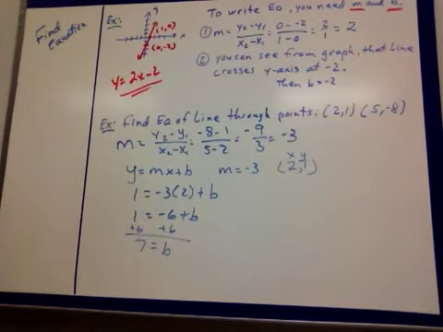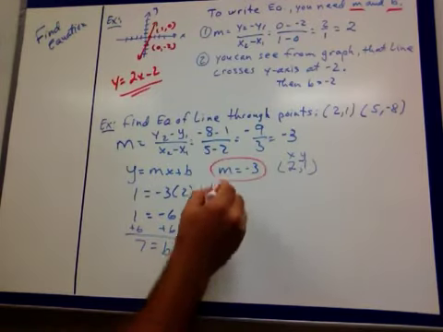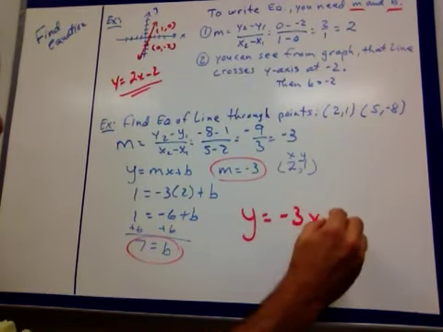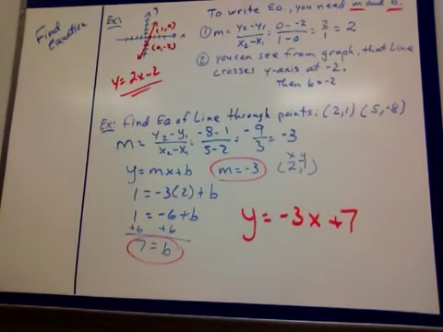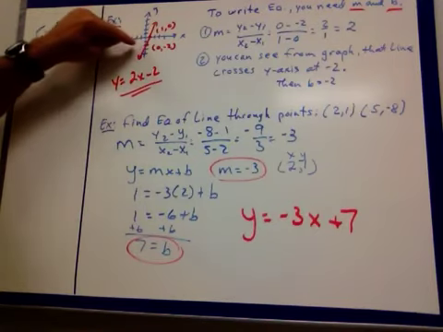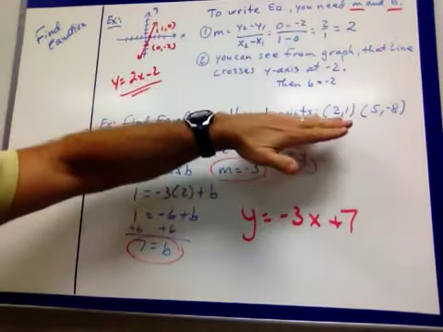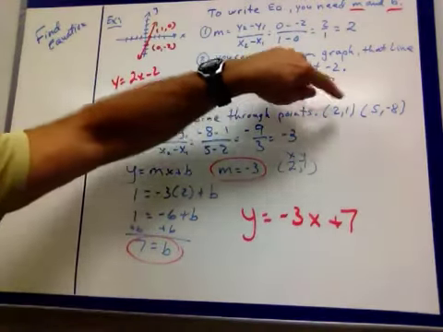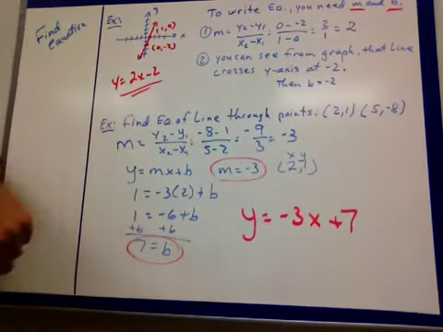So now I know my m, I know my b. I'm just going to plug them in. And there's the equation of that line. So I was able to take the b off of the graph because they gave it to me. Here they did not give me the b, so I had to take that slope and either point. It doesn't matter, you're still going to end up getting 7 for your b.